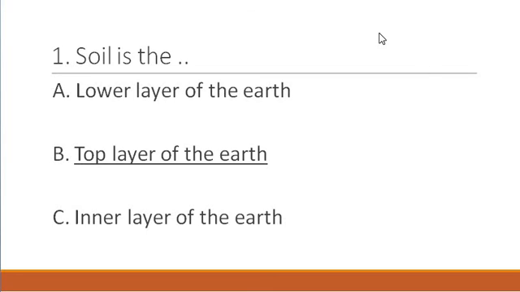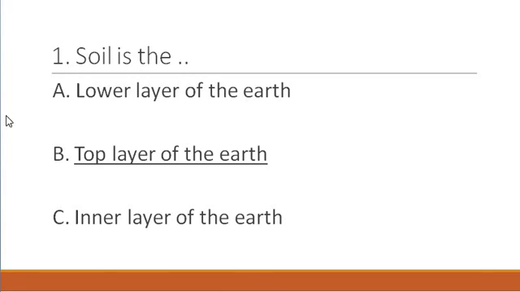Okay, anyways, soil is the lower layer of the earth. No, I have never heard that. Inner layer of the earth, that is also never heard by me. Then what will be the answer? Answer will be top layer of the earth.